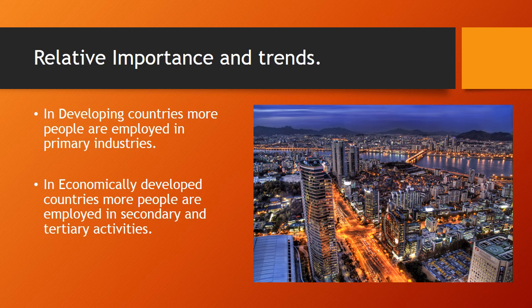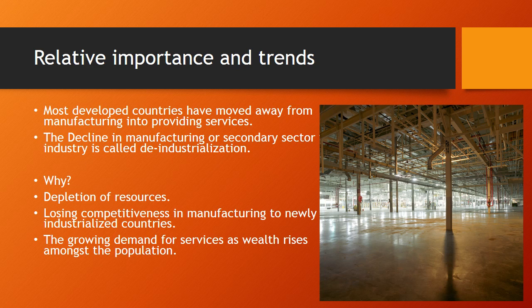In economically developed countries, more people are employed in the secondary and tertiary activities. That means more people are generally in manufacturing or in tertiary services. It's just about the ratio of the percentage of the population and how they're employed. So if you're looking at a developing country, you could say in extreme cases 80% of the working population are employed in the primary industry.